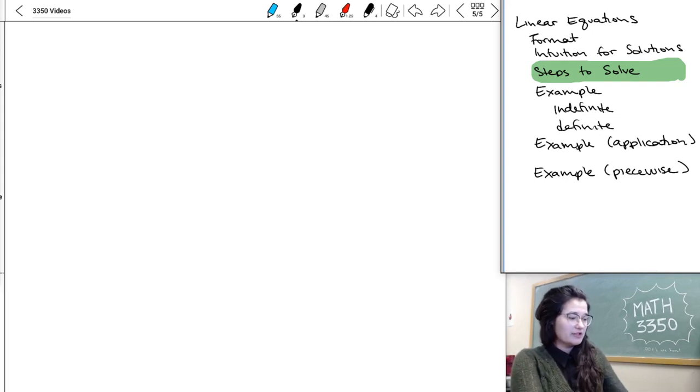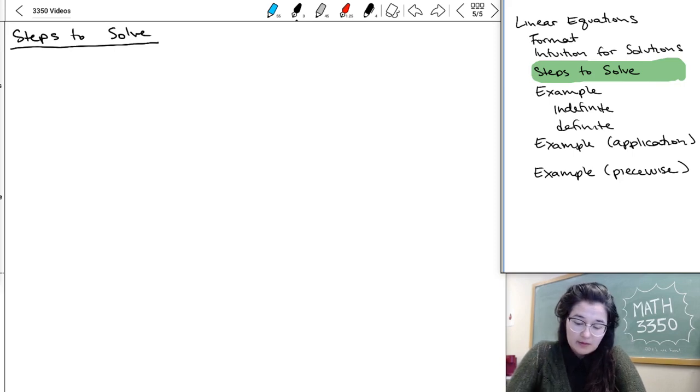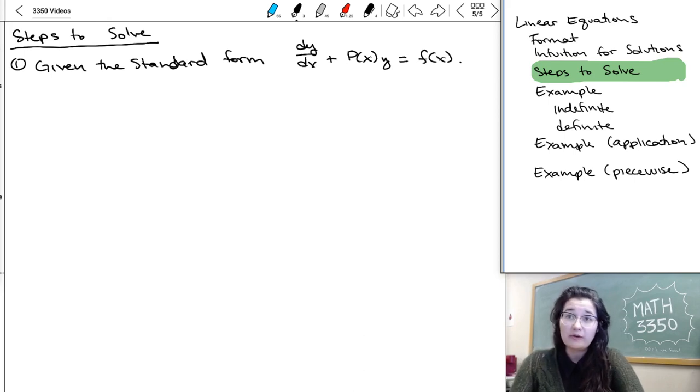So next up, let's just write some steps to solve this type of differential equation. That way you have them somewhere handy to refer back to. So step one, you need to make sure that you're in the standard form, which is dy/dx plus some p of x times y is equal to some f of x. If you're not already in that form, just rearrange it until you are.